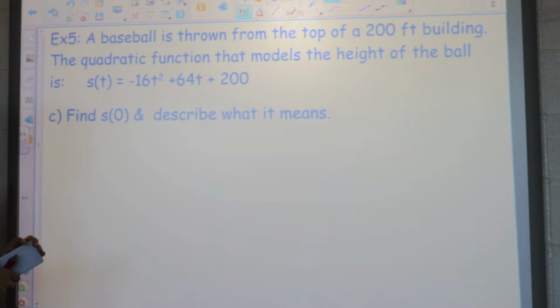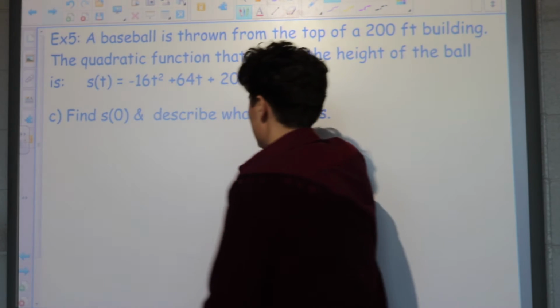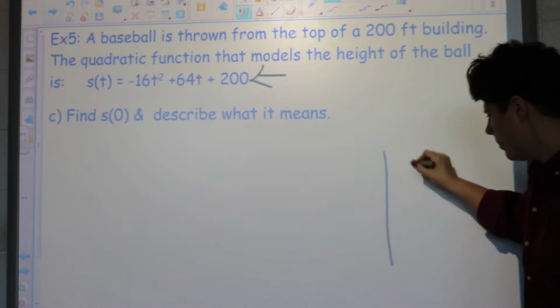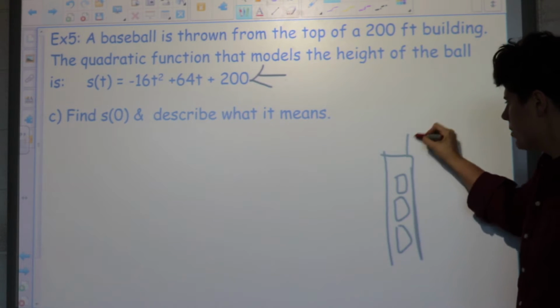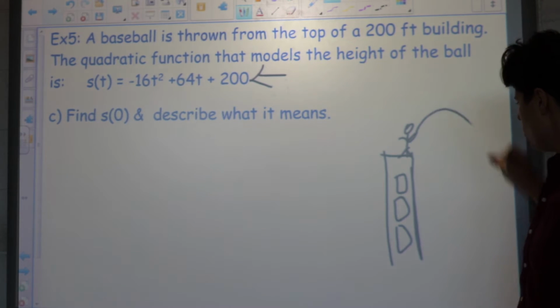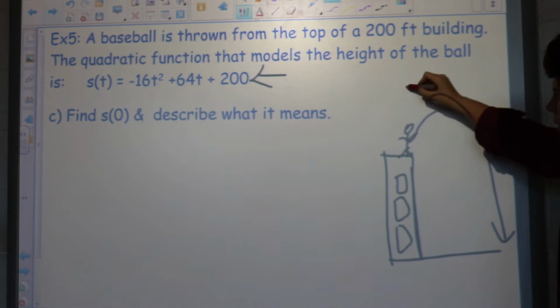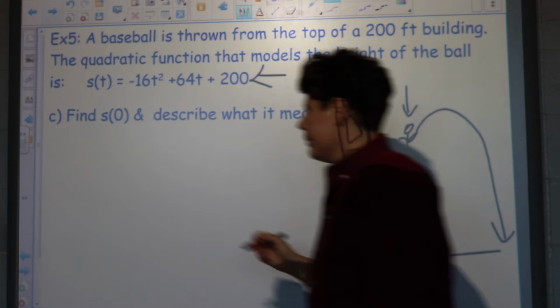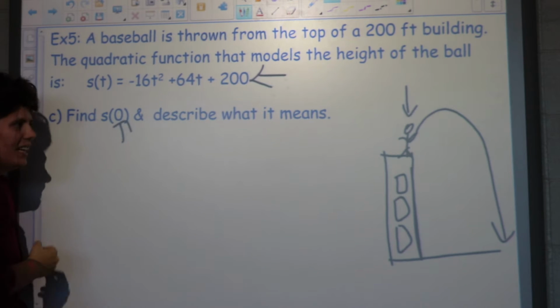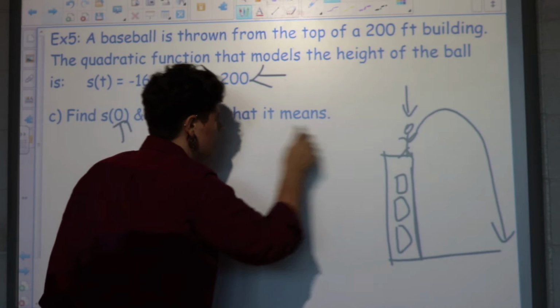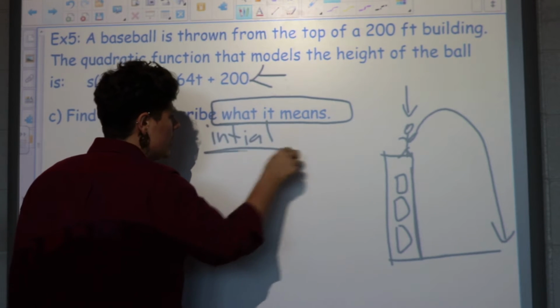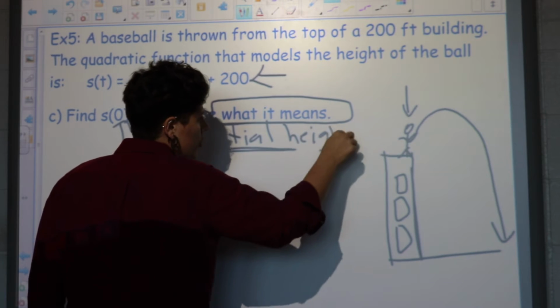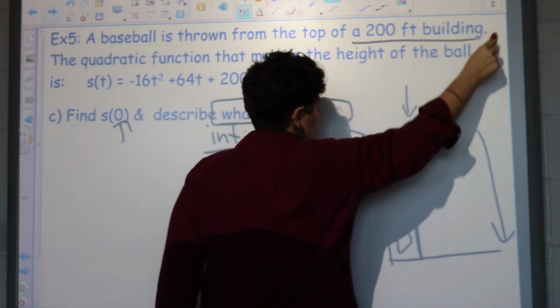Part C. Find S of 0 and describe what it means. Now, our function is talking about a ball being thrown off a building. So here's my building again. Here's somebody throwing a ball off the building. So S of 0, that means when the time is 0, that's where the ball is. So we're talking about the initial height. And we know that the initial height of the ball should be the height of the building. And the building is 200 foot tall.